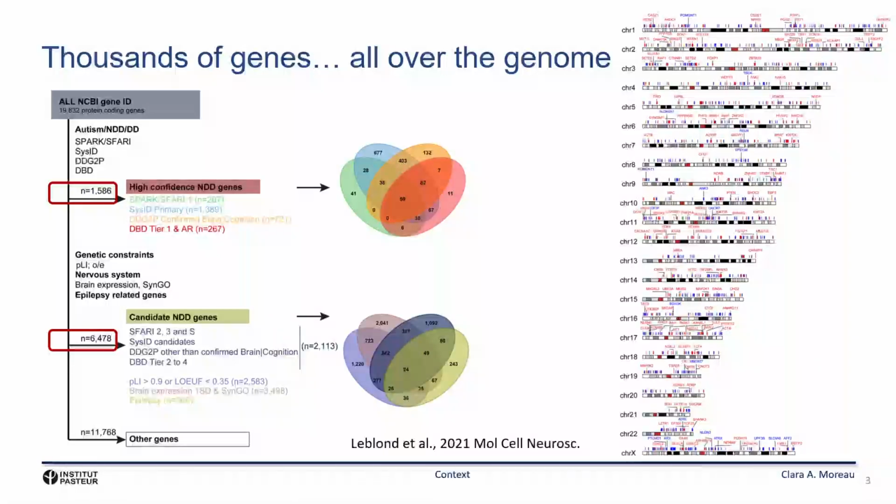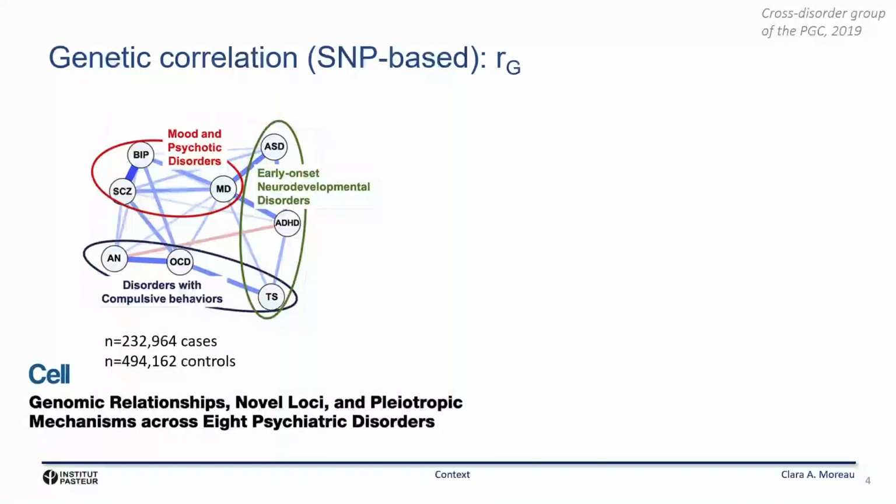And to add complexity, we know that a part of these variants associated with autism are also associated with schizophrenia, ADHD, etc. That phenomenon is called pleiotropy. Pleiotropy has been measured using genetic correlation, SNP-based correlation based on GWAS results. For example, in this last study from the PGC consortium, they correlated GWAS summary results from 8 psychiatric conditions, and they identified 3 groups of interrelated disorders. For example, ASD with ADHD, as we observe in the clinic, ASD with MD, anorexia with OCD, etc.